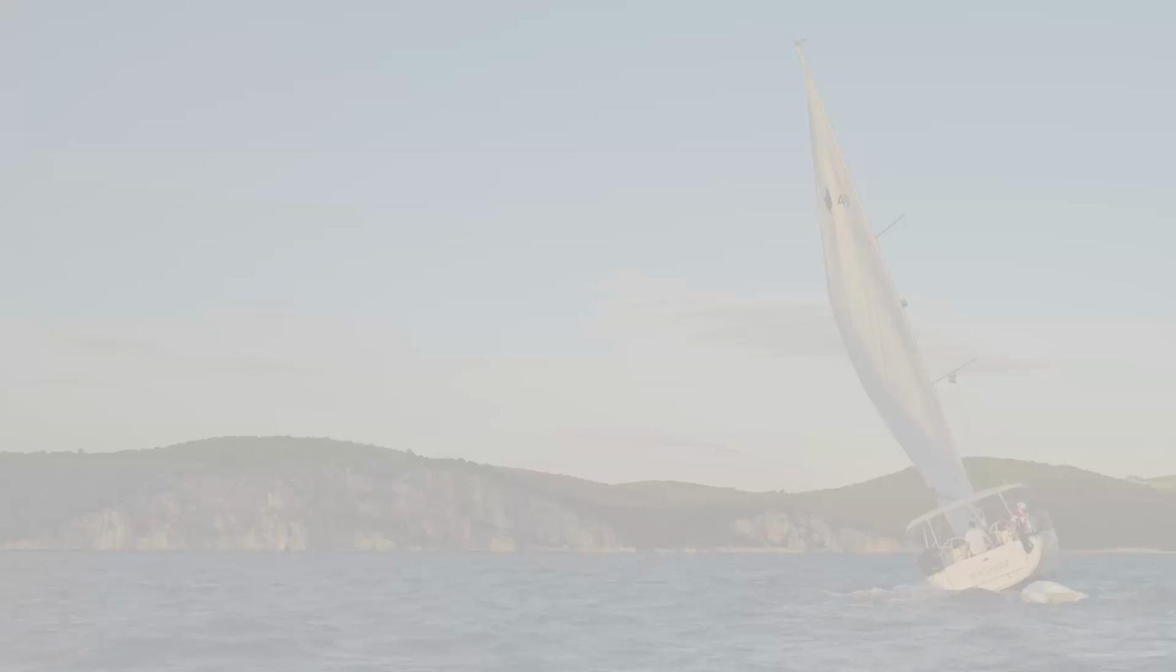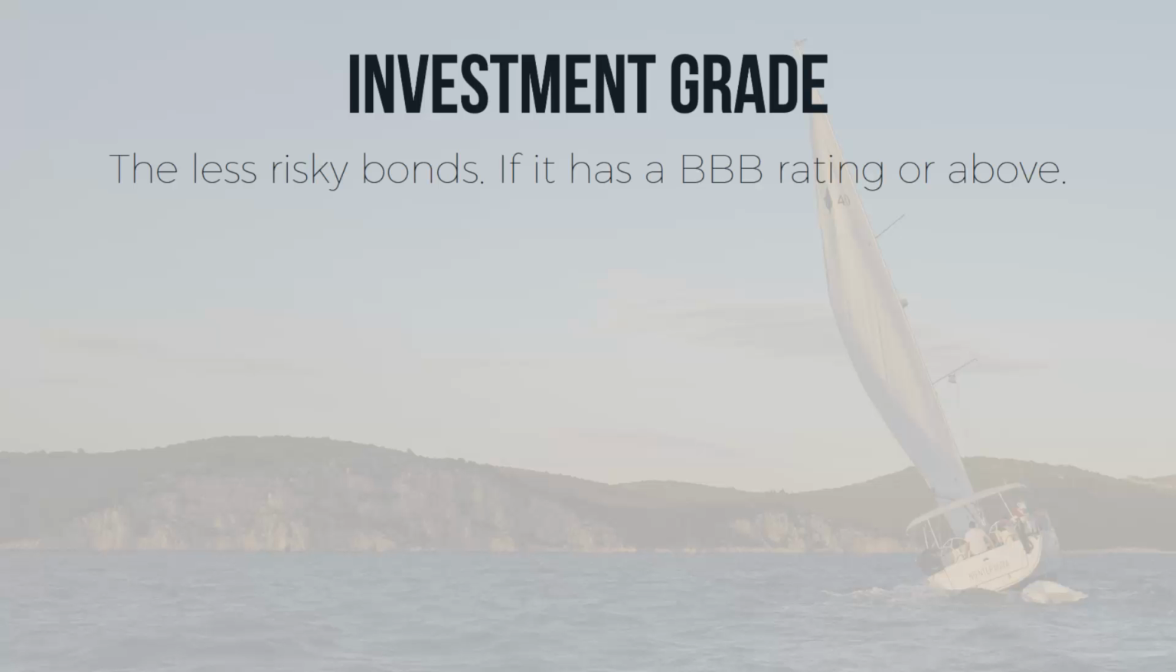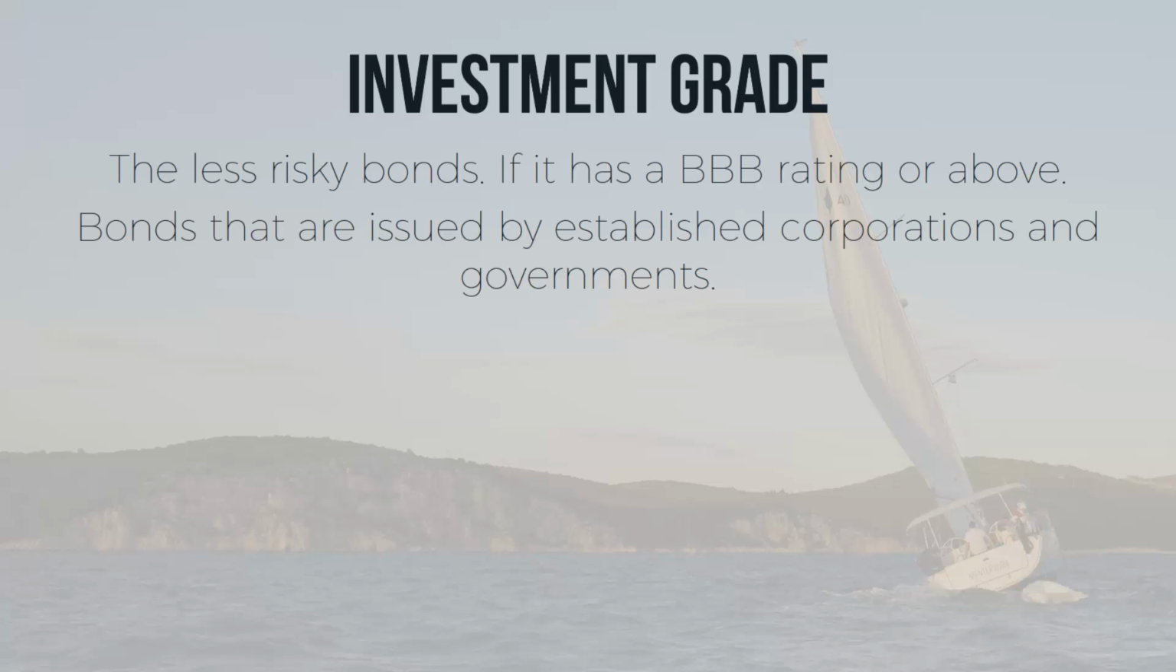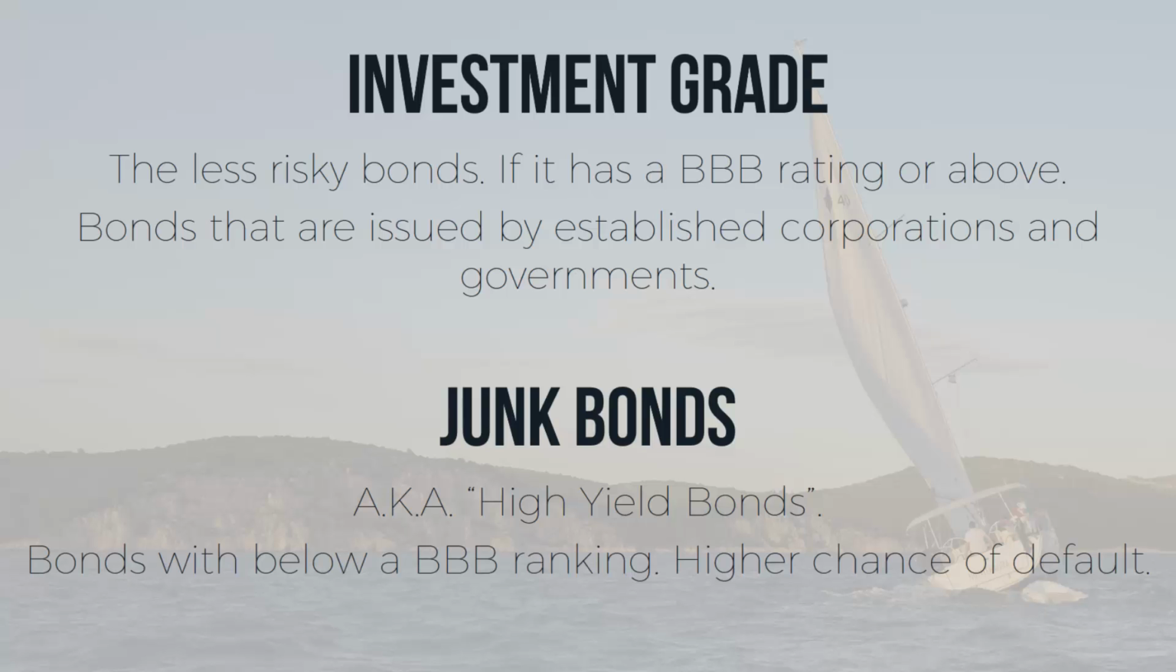Now, there are 2 major grades of bonds. Investment-grade bonds are the least risky type of bonds. These bonds have a BBB rating or above. Investment-grade bonds are issued by stable governments and established corporations, whereas junk bonds, or high-yield bonds as they're called, are bonds with ratings below BBB. These carry a higher chance of default, but this higher risk causes them to pay higher interest rates.